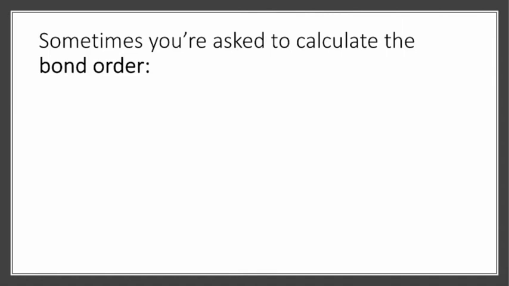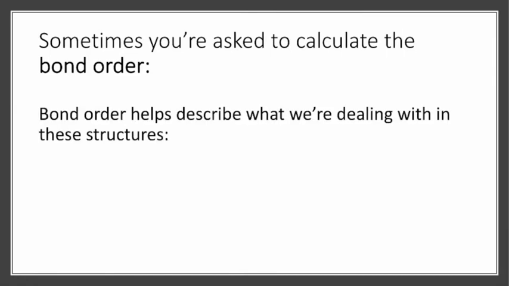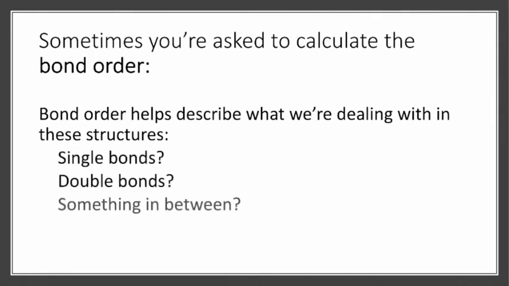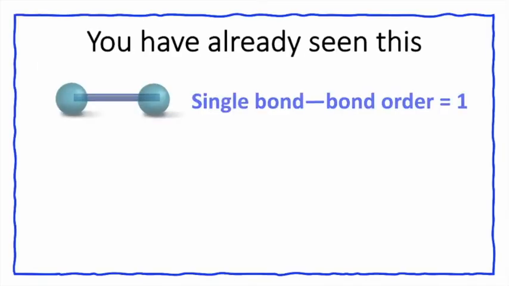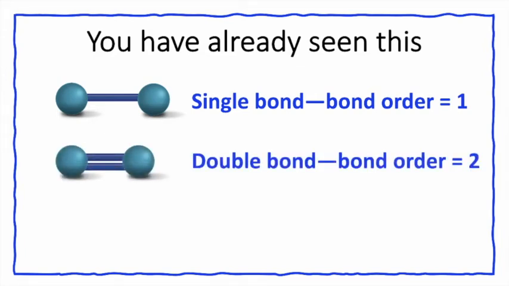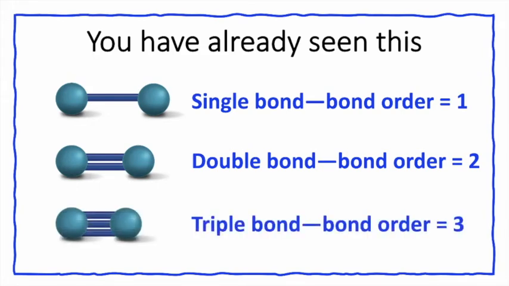Sometimes we're asked to calculate the bond order. Now, bond order helps us describe what we're dealing with in these structures. Are we dealing with single bonds, double bonds, something in between? And we've already seen this in an earlier topic. Our single bonds have a bond order of 1, our double bonds have a bond order of 2, and our triple bonds have a bond order of 3.